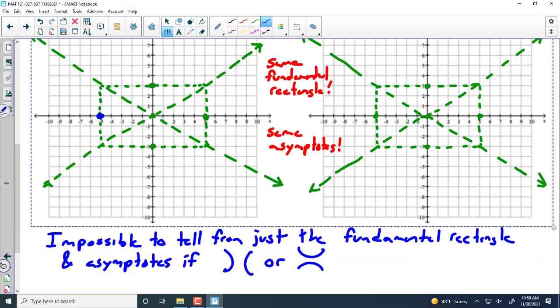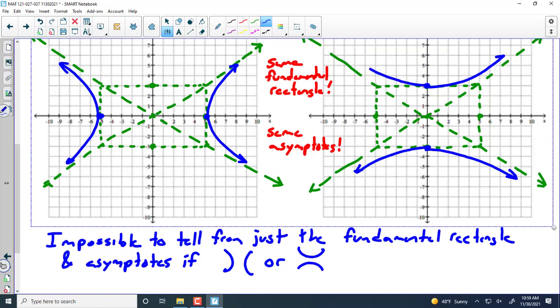That's why this one opens left and right, and this one opens up and down, because this one had x squared over 25 first, and this one had y squared over 9 first.